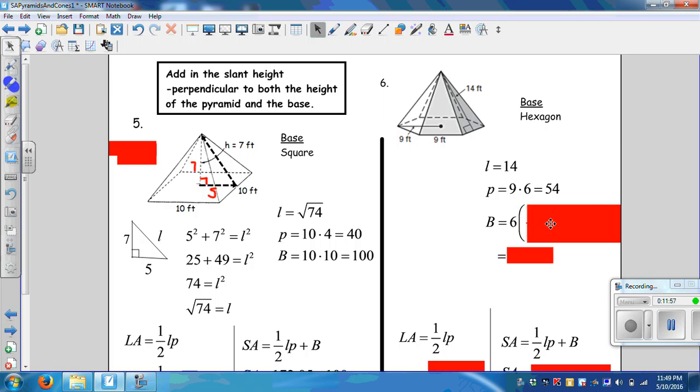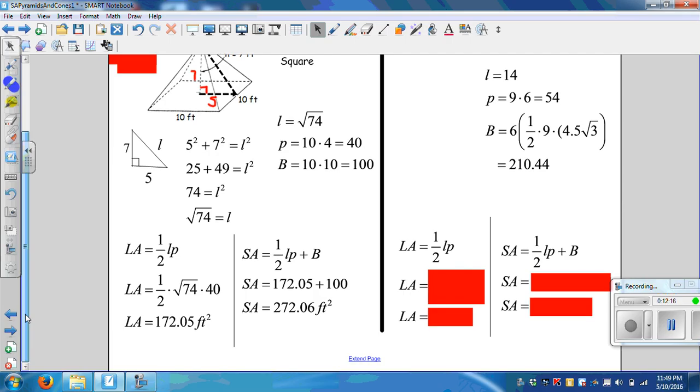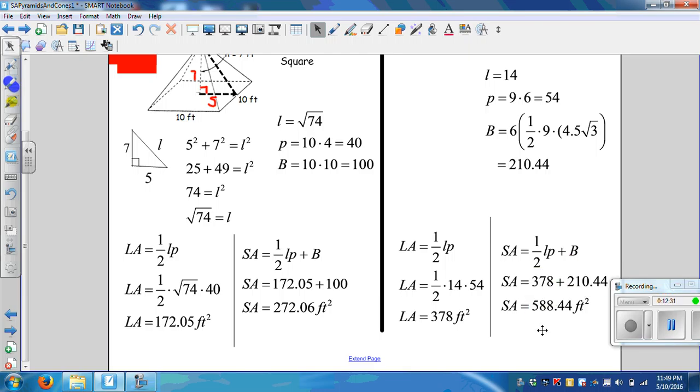So the area of one of those equilateral triangles along the base would be 1/2 with a base of 9, and the height would be half of the 9 times square root of 3. So we have 4.5 square root 3, which gives me approximately 210.44. So use your values here. 1/2 times 14 and 54, which are your slant height and your perimeter, for a lateral area of 378 feet squared. And then we're adding that to the base to get the surface area, 588.44 feet squared.